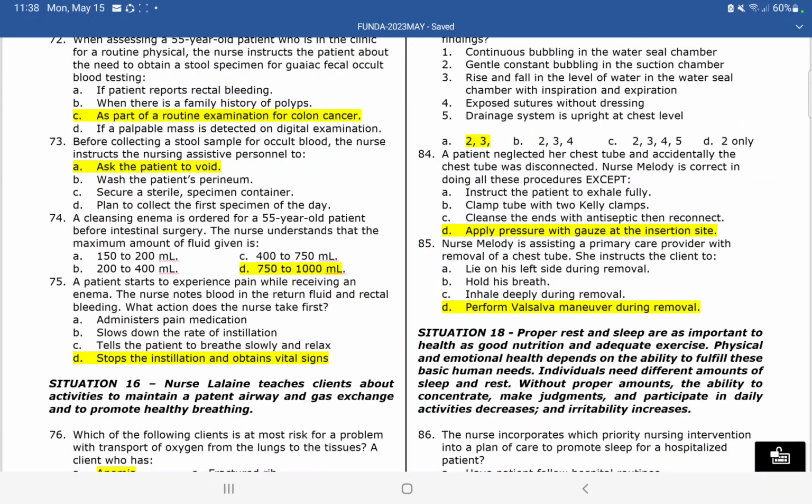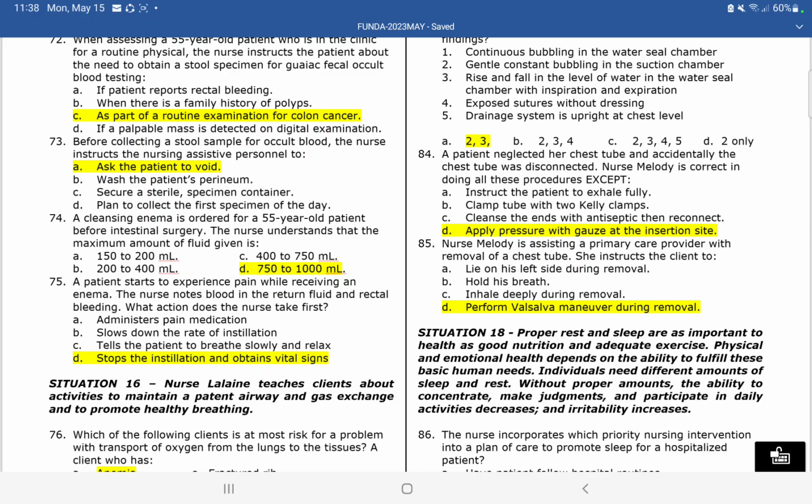Occult blood: the nurse asks the patient to void, then washes the patient's perineum. It is not sterile, it is clean only. Plan to collect the first specimen of the day before collecting the stool sample. Why? So that it does not get mixed with other specimens. You need to ask the patient to void first and then do the occult blood examination.